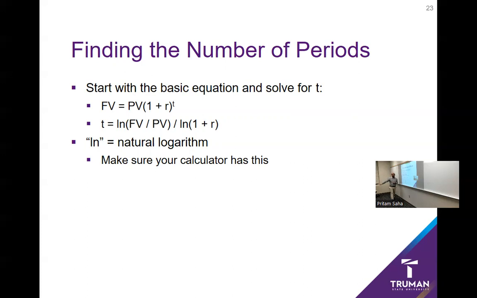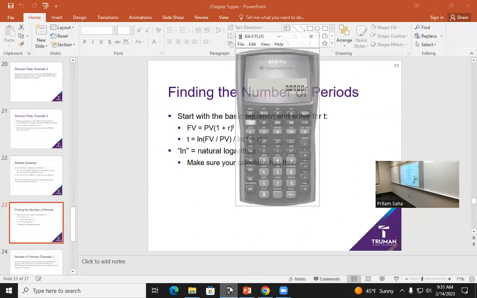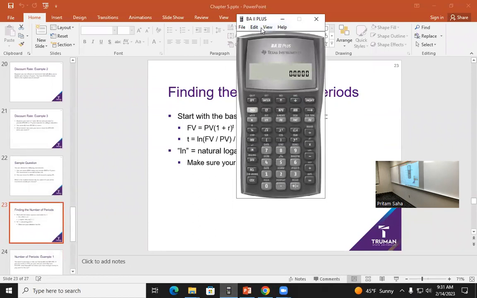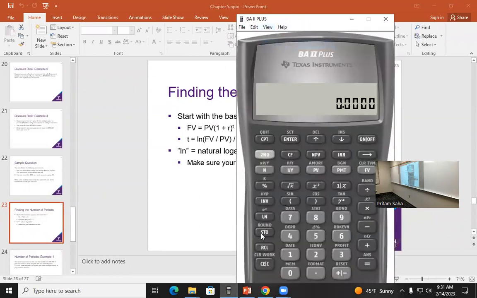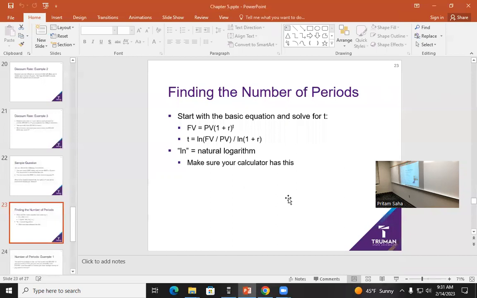In your functional calculator, in your regular calculator, you should have the natural log. So let me show you for the functional calculator. Make the view big. Did you see that? Right beside the number 7.